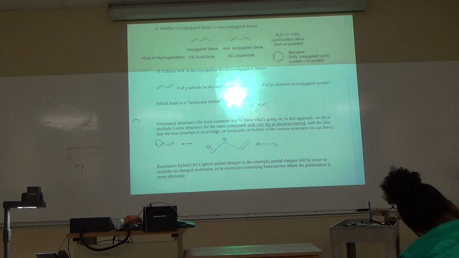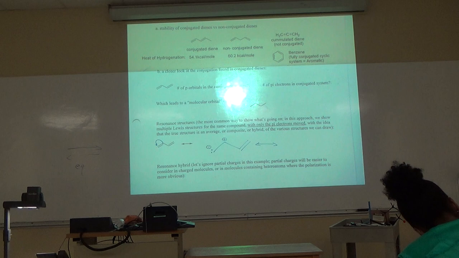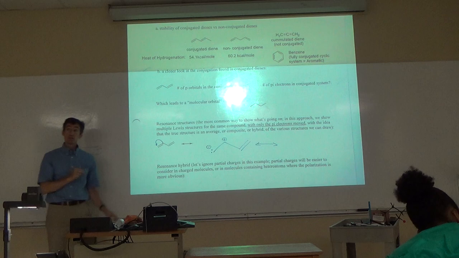Let me ask you this. Is pink an equilibrium between red and white? No. When you see something pink, is it sitting there going back and forth between red and white? No, it's not equilibrium. It's just pink. This is red and white, and the true structure is just pink. It's somewhere in between. It's not exactly in between. It's closer to that. We'll keep it. This is equilibrium.